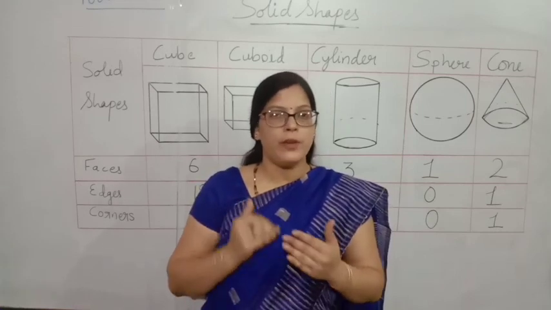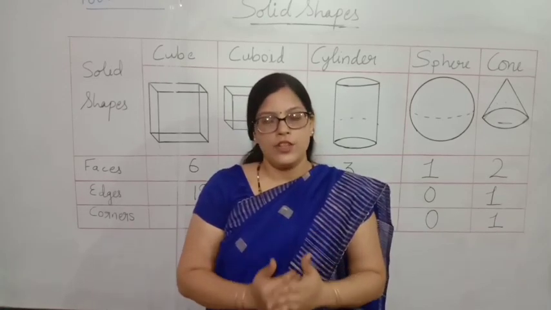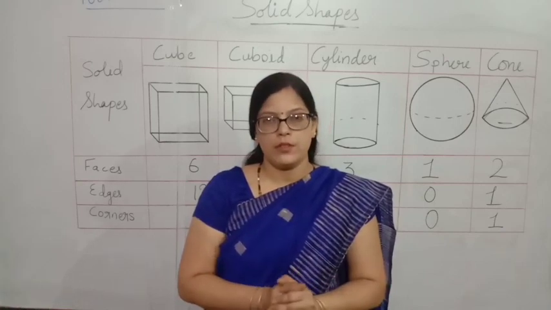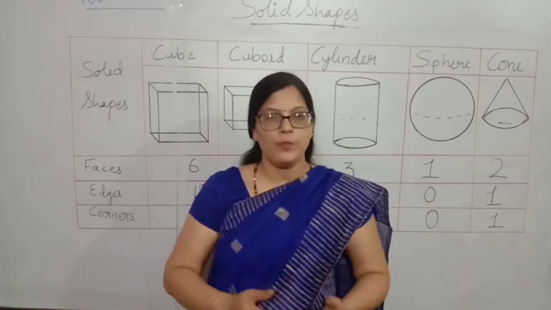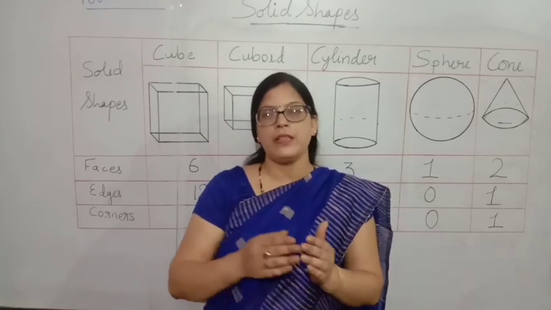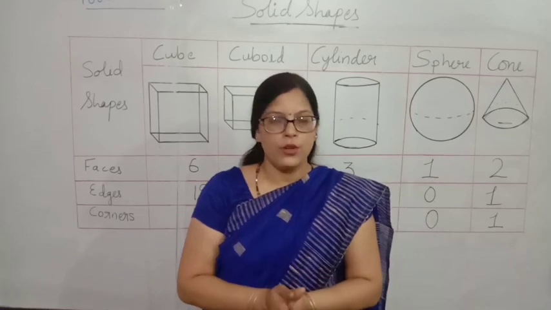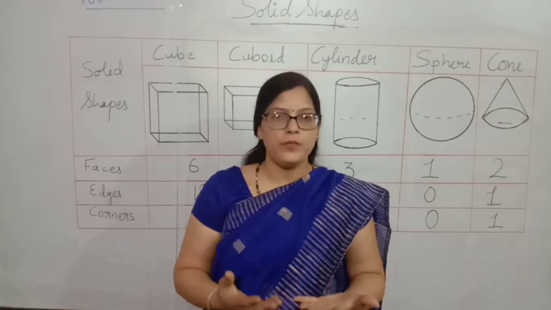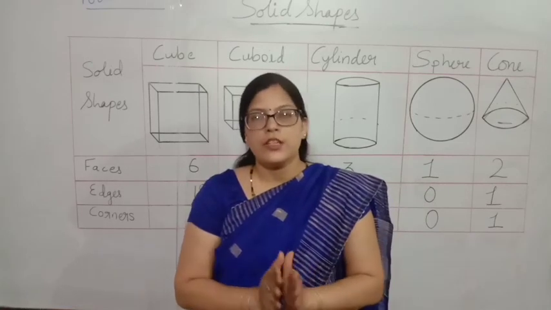We have seen how many faces, edges, and corners are there in these shapes. We have seen the examples also of these shapes. So learn all of these shapes' properties. Just go through your book also, some examples are given in the book. I have also shown some examples to you, and you also try to find out examples of solid objects around you. And try to draw all these shapes.